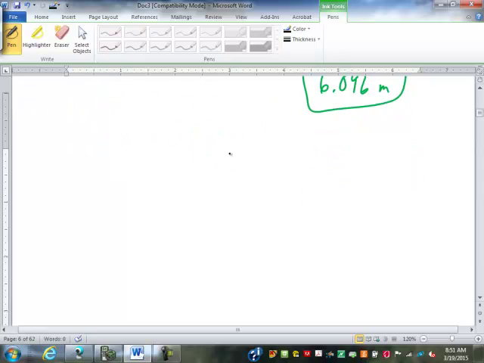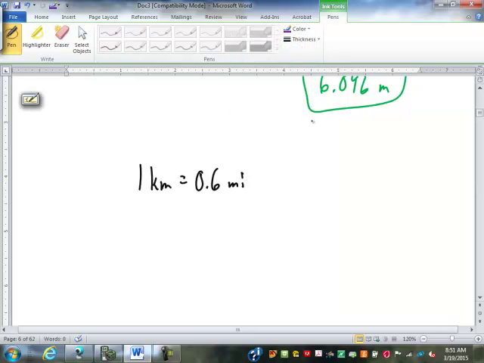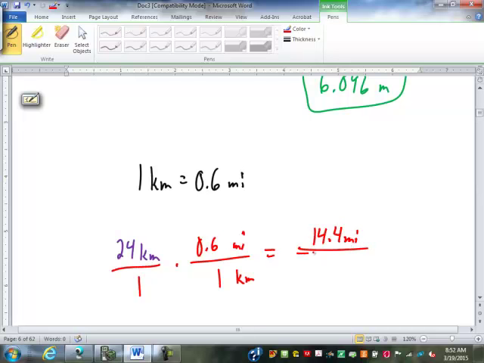Now there are other conversions that might be useful. For example, 1 kilometer is approximately 0.6 miles. So let's say you see a sign and the sign says 24 kilometers to the next town. How far is it really? So kilometers are going to go on bottom, miles on top. 1 kilometer, 0.6 miles. It's going to be 14.4 miles.